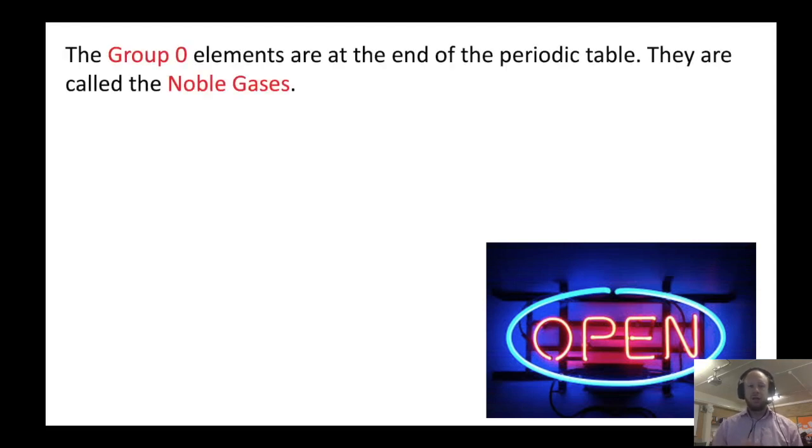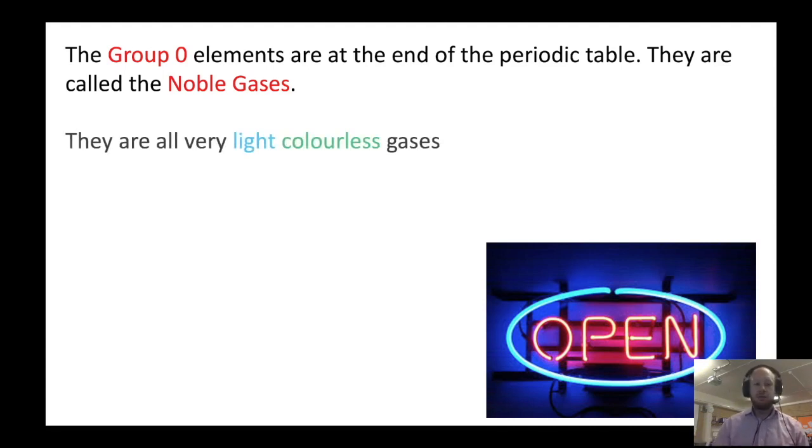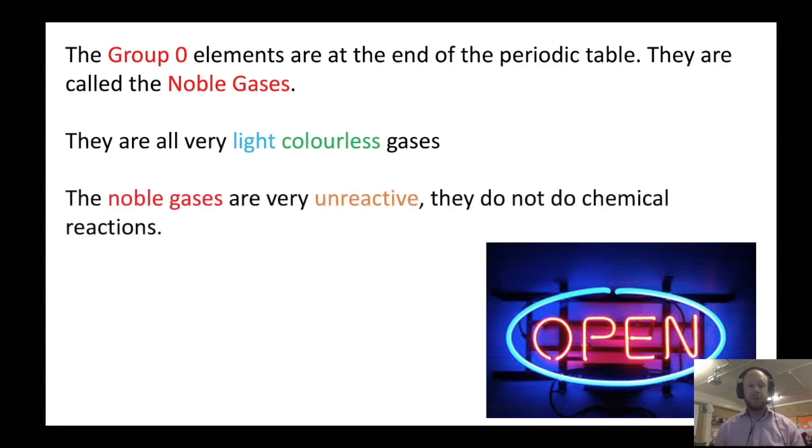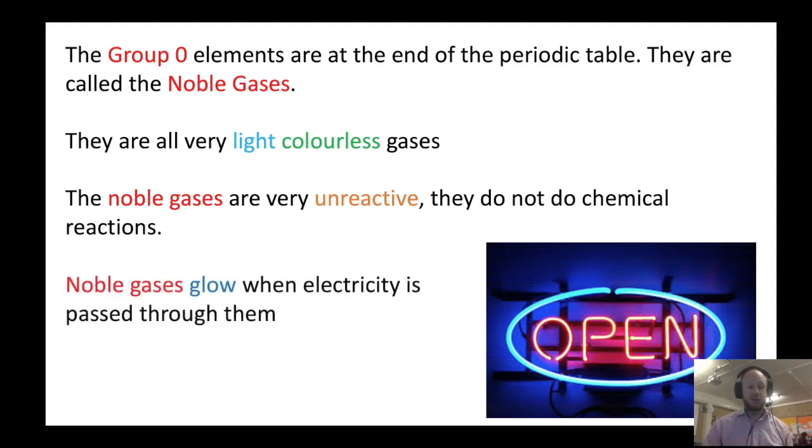Now, anything that's in group 0 is right at the end of the periodic table. Those are all the noble gases. So we're talking helium, neon, argon, krypton, xenon. They are all very light and colorless. And most importantly, they are very, very unreactive. They do not do any chemical reactions. And quite interestingly, noble gases glow when electricity is passed through them.